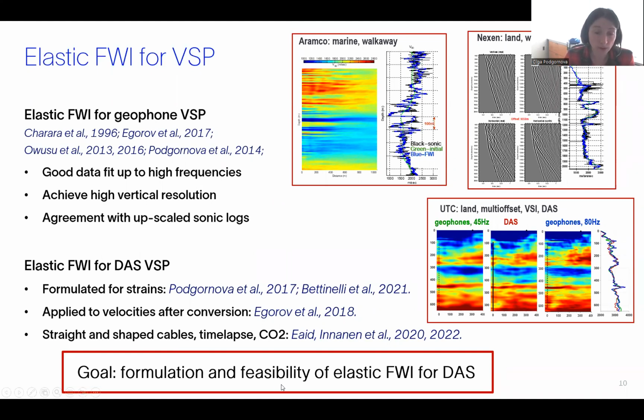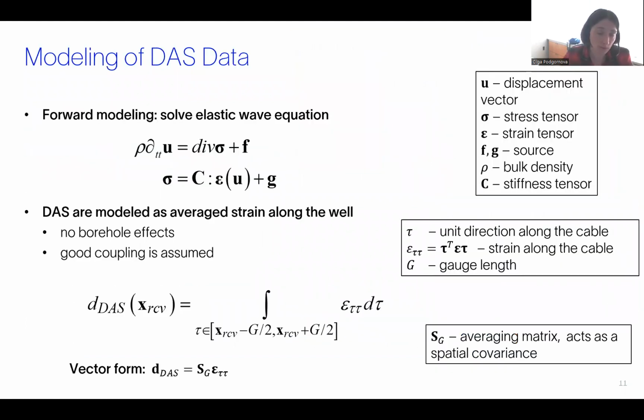So what is our goal? Our goal originally was to formulate elastic FWI for DAS and make a feasibility study, just confirm how it's working, what the issues can be, and learn how we can improve it further. I have a few slides with formulas. If you are not familiar with some of that, don't worry. I just want to give some specifics, but I try to describe it in a simple way and avoid some technical details, which can be found or derived by the interested listener.